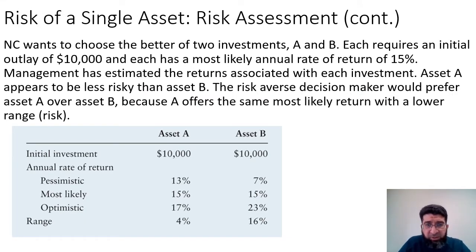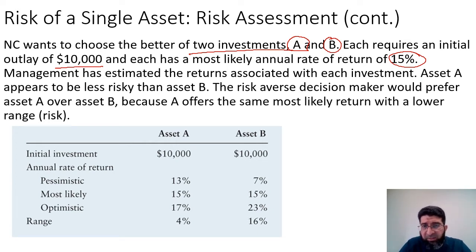So let's start with this example, and we are going to follow through this example in the entire chapter. NC wants to choose the better of two investments, A and B. Each requires an initial outlay of $10,000 and each has a most likely annual return of 15%. So they are almost comparable. However, what are the differences?